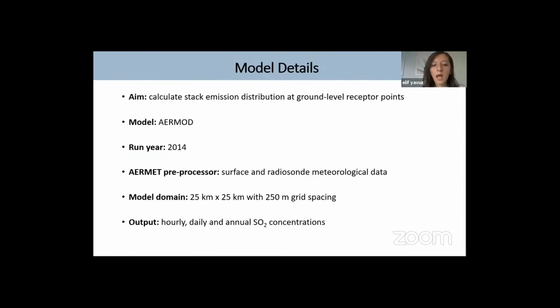For that purpose, I use the IRMOD model. I chose the year 2014 as the calculation period in order to compare with the other studies. For the IMET preprocessor, I use the surface and radiosonde meteorological data. My domain is 25 kilometers by 25 kilometers with 250 meter grid spacing, and my outputs from the model are hourly, daily, and annual SO2 concentrations.